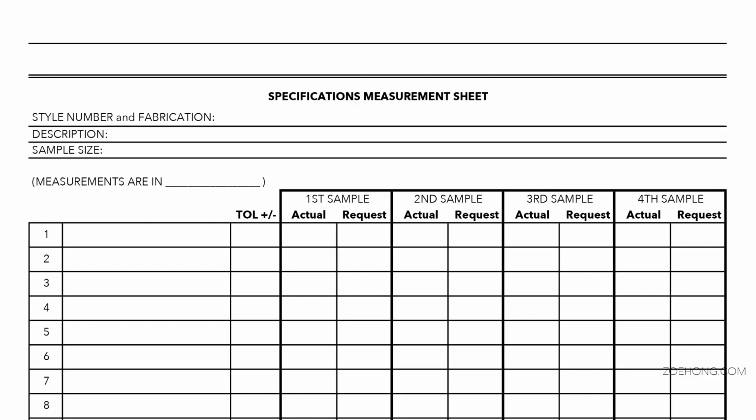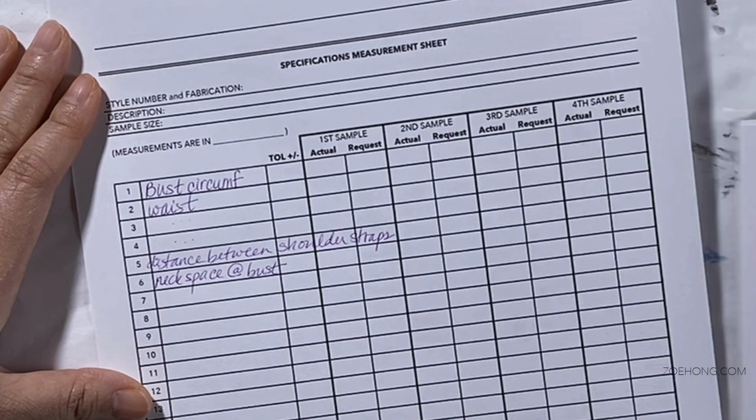Now, this section is for your first sample. You fill in here the specs that you want for your garment. These are your requested specs. You send it to the factory and say, I want these specs, these measurements for my sample. Honestly, in hindsight, I should have reversed the actual and the requested, but it's not that important as long as they're labeled up here. And then you fill in the tolerance.